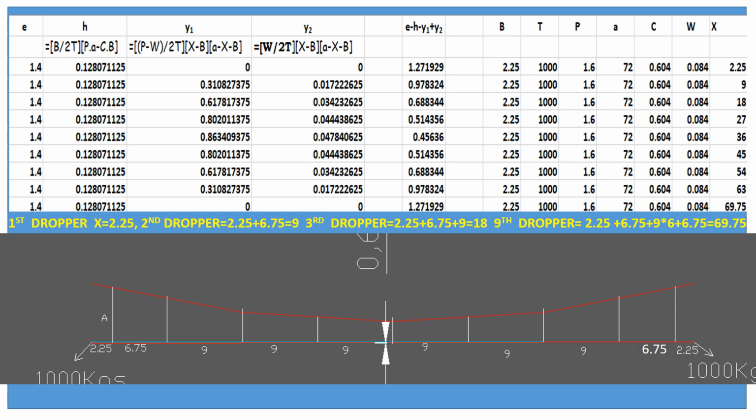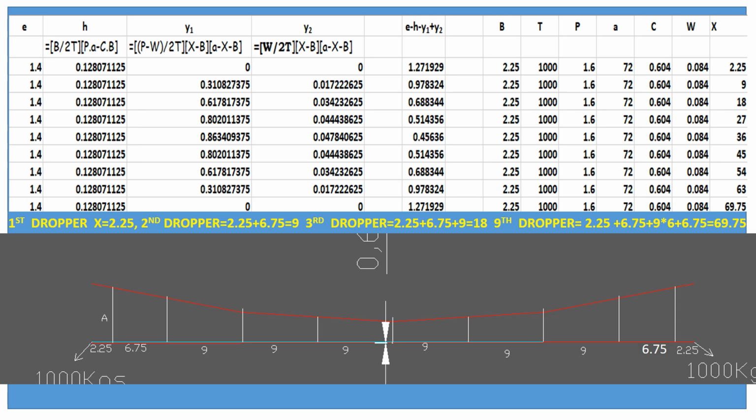Again X minus B. X is the distance of the dropper from one end mast and B is 2.25. A is the span. Any span 36, 45, 54, any span for which you want to find out the length of the dropper, you put the value there. X is the distance of the dropper from the one end mast, and B is 2.25. And the length of the dropper is E minus H minus Y1 plus Y2.